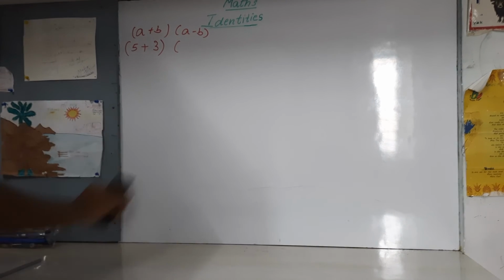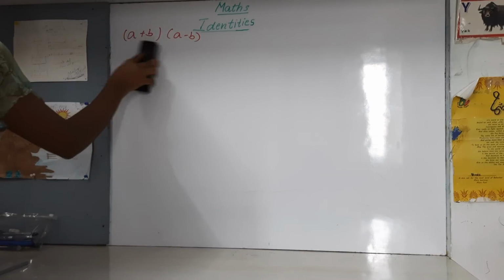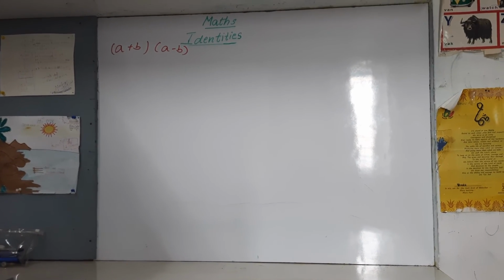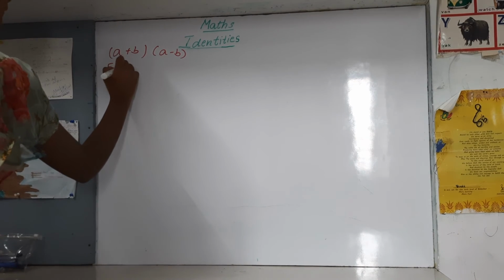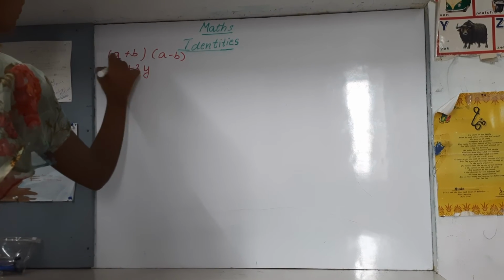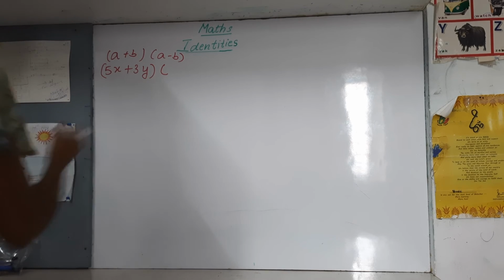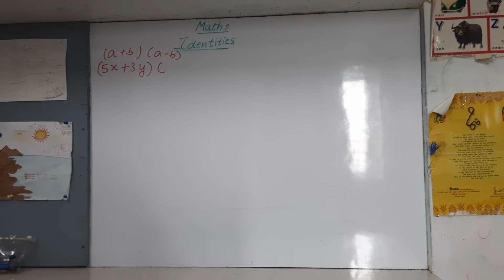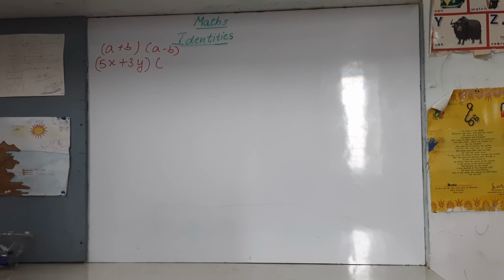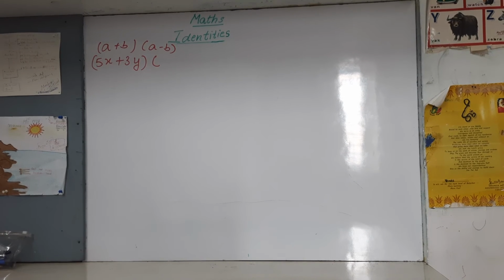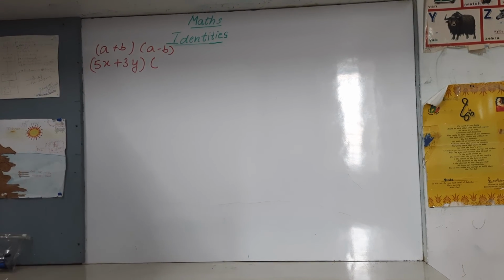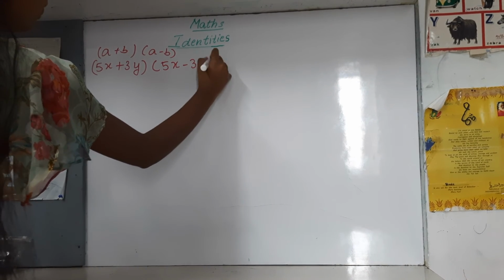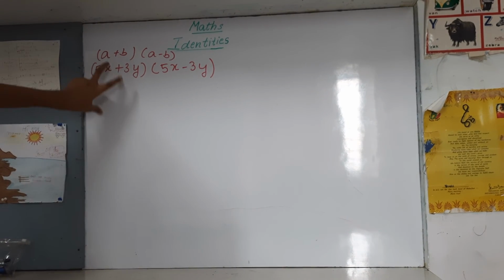Okay, then I'll start with a variable only. Let me start with a variable. 5x plus 3y, and here I have given you a plus format. Now I have to give you a minus format. So for the minus format, I'll give you again 5x minus 3y. Okay, so I have given you this question.